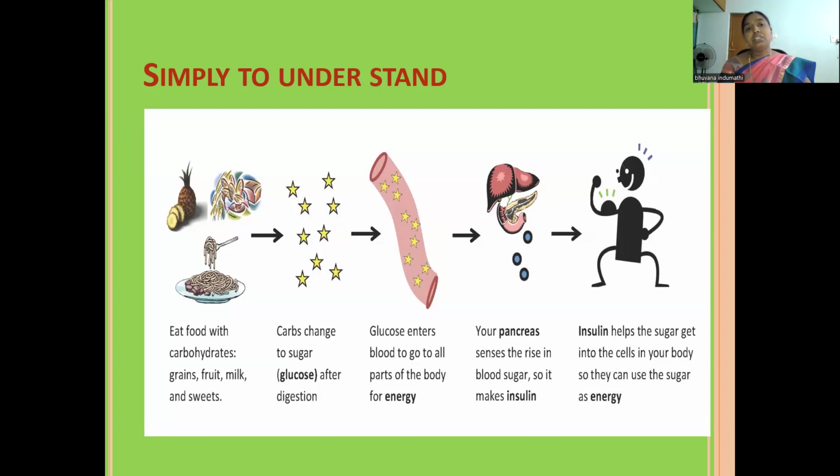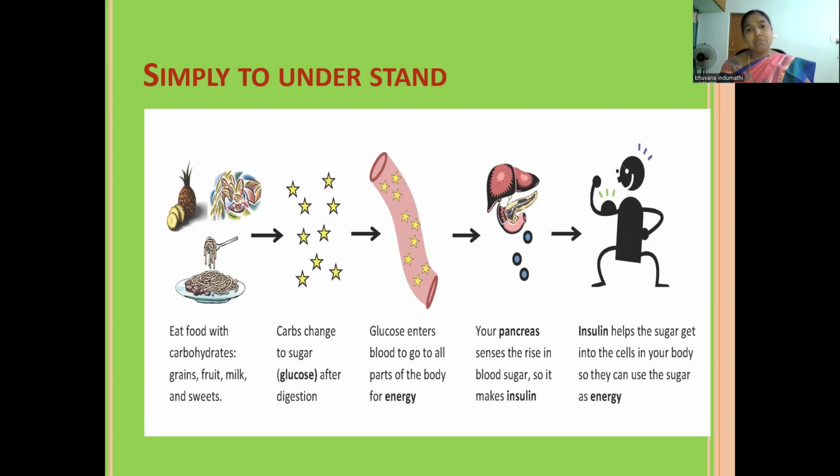You can see the picture, the healthy foods given here, rich in carbohydrates: grains, fruit, milk, which we eat. What happens? The carbs are changed to sugar, that is glucose, after digestion. The glucose enters the blood and goes to all parts of the body for energy. Our pancreas senses the rise of blood glucose and makes insulin. The insulin helps the sugar get into the cells of our body so they can use the sugar as energy. This is the simple understanding.